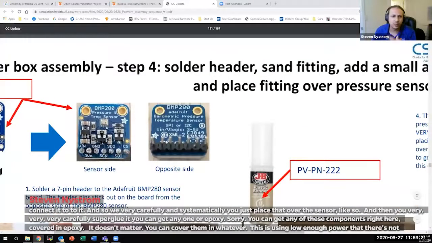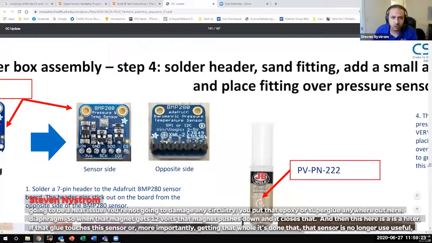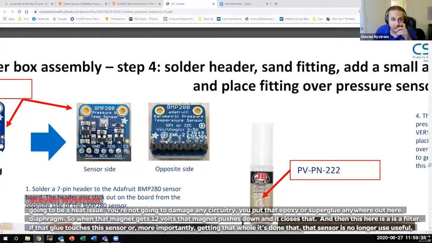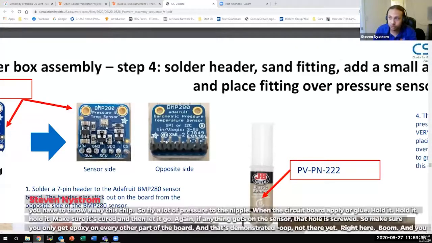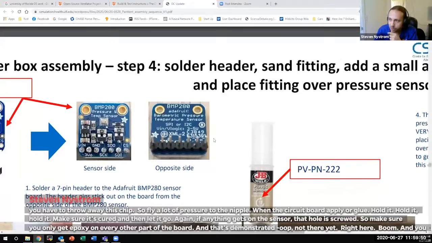This is using low enough power that there's not going to be a heat issue. You're not going to damage any circuitry. You put that epoxy or super glue anywhere out here. If that glue touches this sensor, or more importantly, gets in that hole, it's done. That sensor is no longer useful. You have to throw away this chip. So apply a lot of pressure to the nipple on the circuit board, apply your glue, hold it, make sure it's secured, and then let it go. Again, if anything gets on the sensor or that hole, it's screwed, so make sure you only get epoxy on every other part of the board.